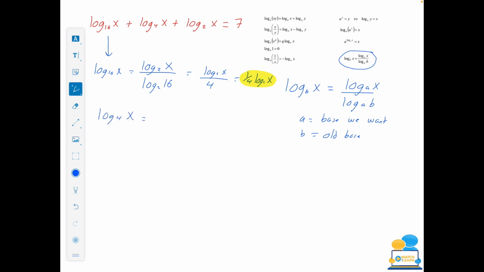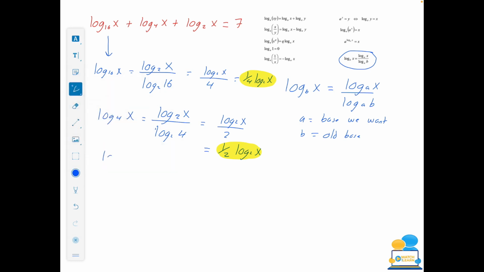We're going to do the same thing now with log to base 4 of x. This is our formula we're using again. a is the base we want, so we want base 2, and then log to base 2 of b, our old base, which is 4. This is the same as log to base 2 of x all over 2. Another way we can write that is as a half log to base 2 of x.